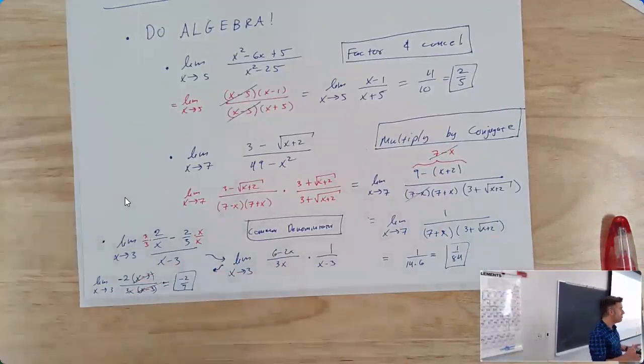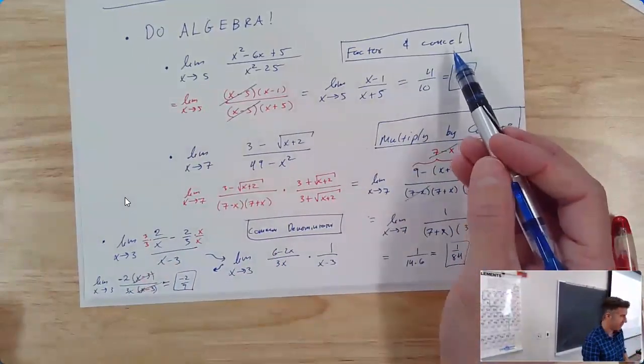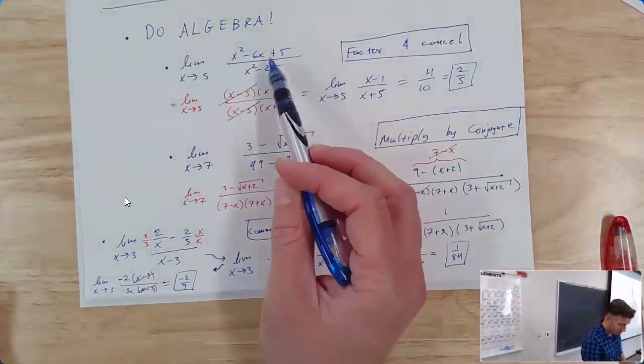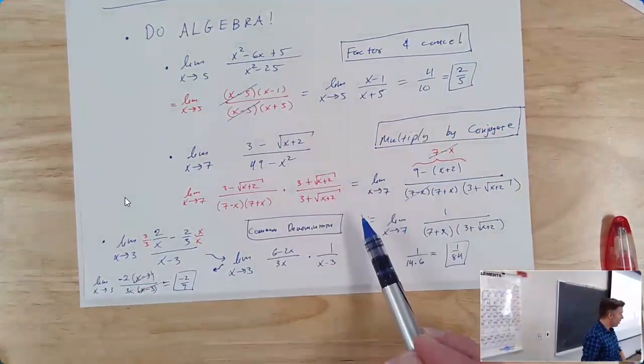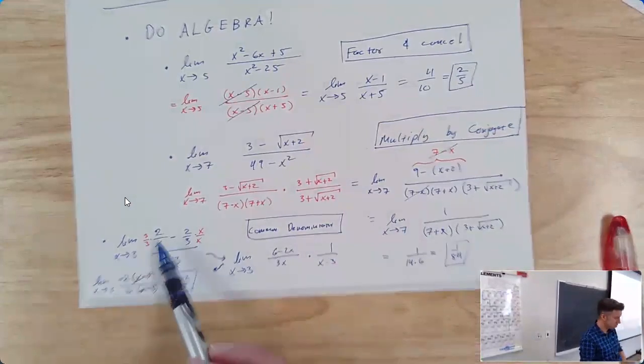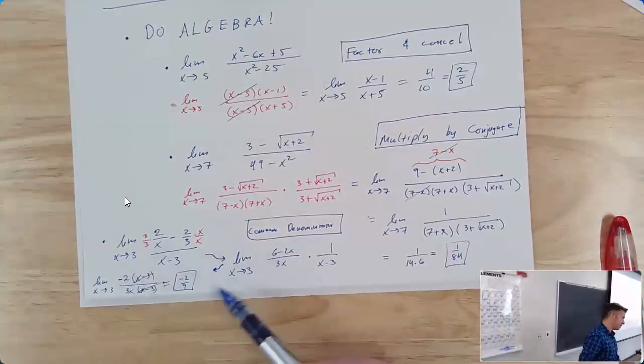So those are the three main algebraic methods of dealing with a 0/0 type of limit. You either factor and cancel, if it's just nice polynomials, or you multiply by a conjugate if there's a square root, and then factor and cancel. Or if there's fractions in fractions, you get a common denominator and then factor and cancel.